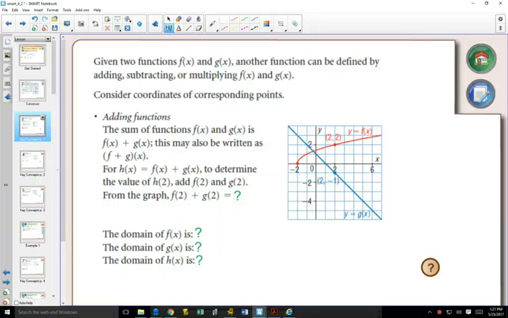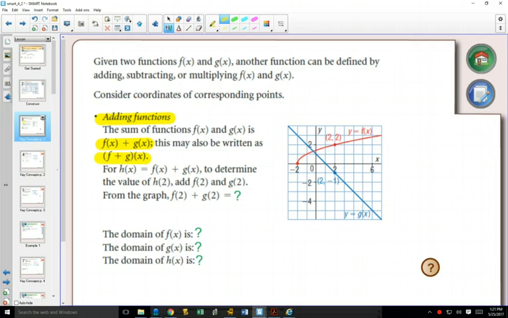Right, so this page, 273. We're going to highlight first adding functions, some notation stuff. When we're adding functions, I really like it when it's written like this because I think it makes total sense. I don't like it quite as much when it's written this way.